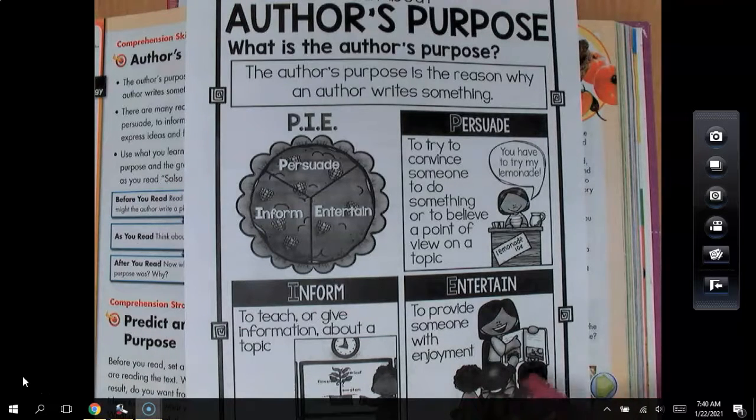And the last one we're going to talk about is to entertain. When we think about entertaining, we think about someone providing enjoyment.